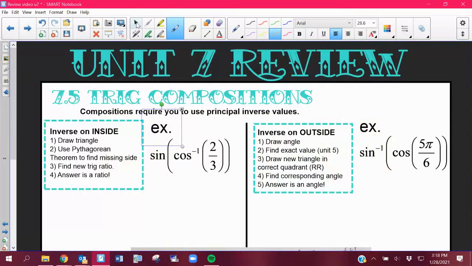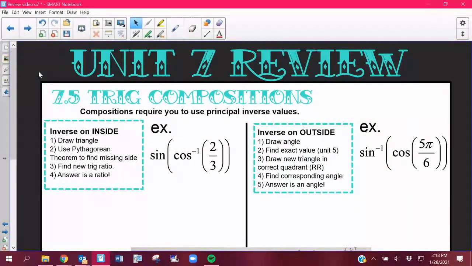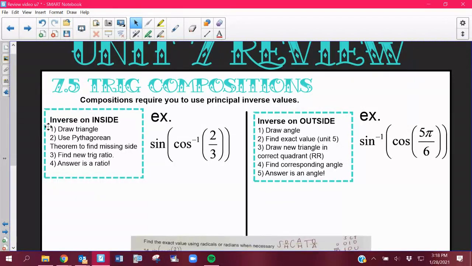Next, we have trig compositions. Compositions are going to require you to use the principal inverse values. There's one answer for all of these things. So if you see all these parentheses, that means one answer. If you have an inverse on the inside, remember, inverse on the inside is going to get you a ratio answer. Your answer is going to be a fraction.